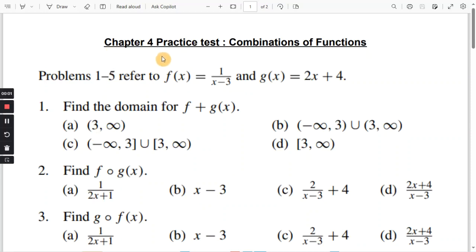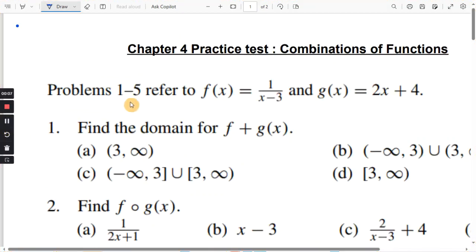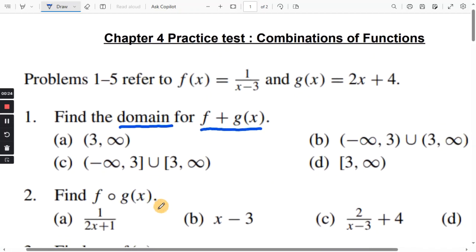This will be for the Chapter 4 practice test, combinations of functions. All right, problems 1 through 5 refer to f of x equals 1 over x minus 3, g of x equals 2x plus 4. Number 1, they want us to find the domain for f plus g of x. And we have the multiple choices.